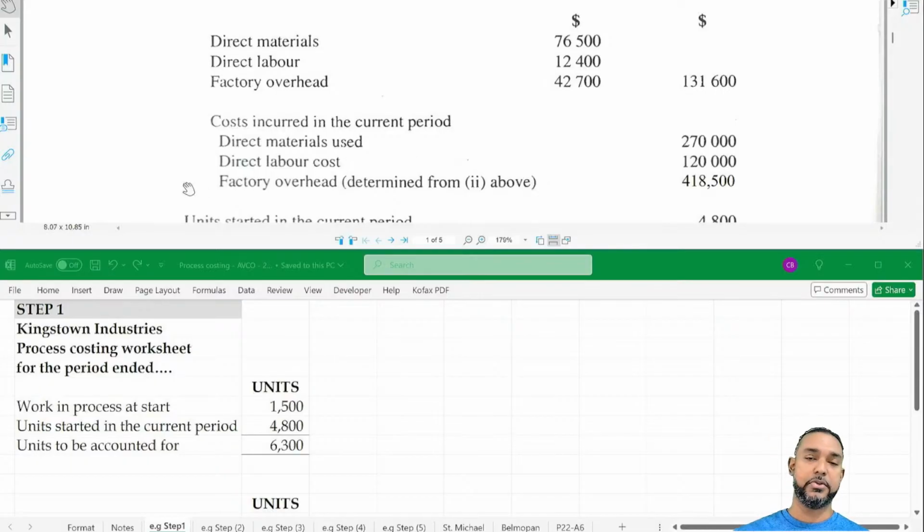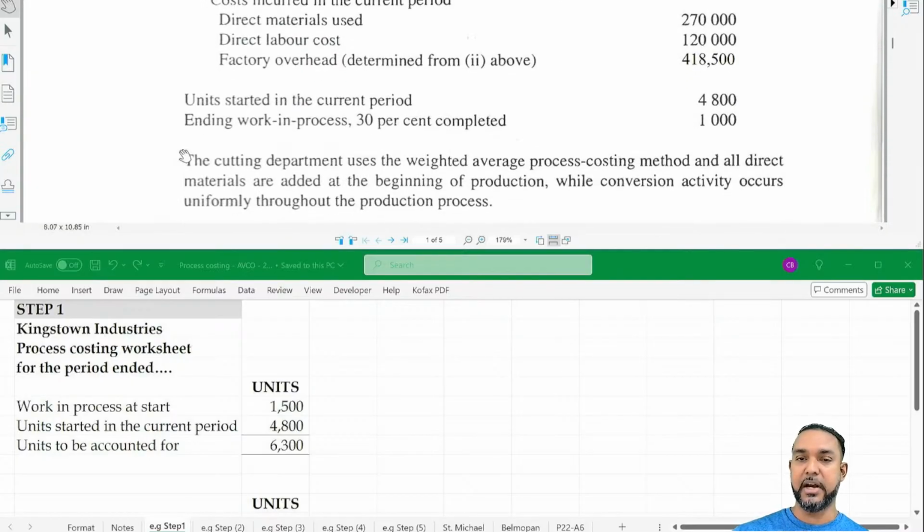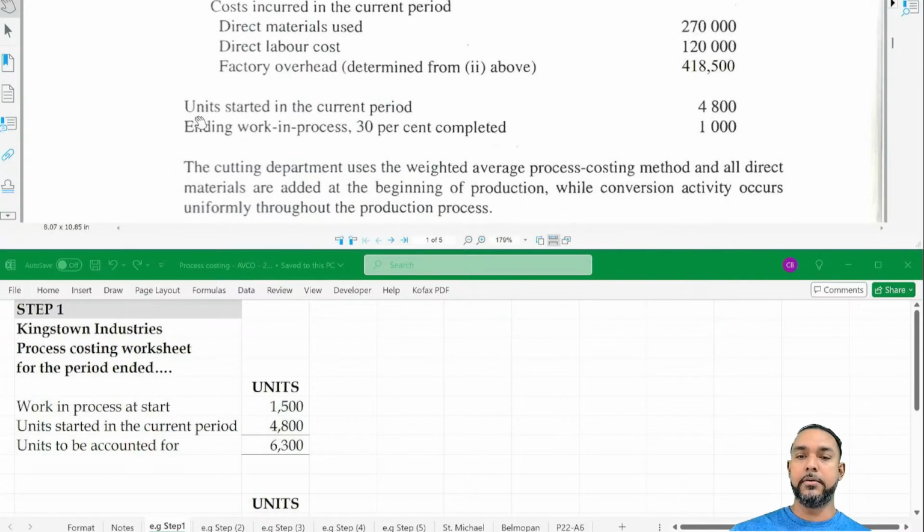I'm not a fan of those questions because if you make a mistake there and you bring it down, but they cater for that, right? They look at your process as opposed to the actual figures most times. And then you have units started in the current period, 4,800, and ending work in process, 1,000 units, 30% complete.